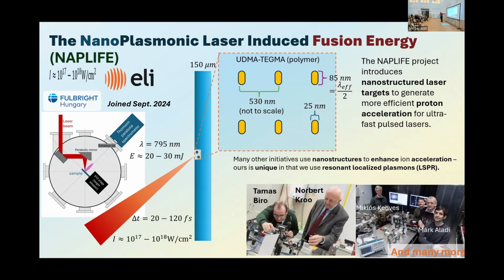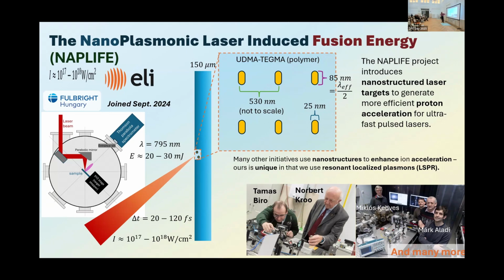So our group has a vacuum chamber where we shoot a laser that's around 27 millijoules. Again, lambda, the wavelength of the laser, is around 795 nanometers. The laser is pulsed at a duration of around 20 to 120 femtoseconds, and we're reaching laser intensities of 10 to the 17 to 10 to the 18 watts per square centimeter. My goal is to study the tiny region where this laser hits the target, which is around a few hundred microns, or tens of microns, and study how proton and ion acceleration is occurring in this tiny region.